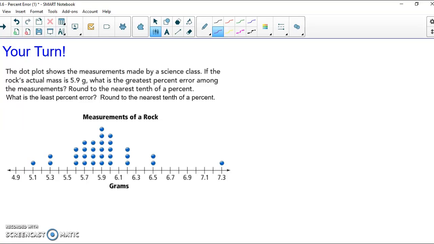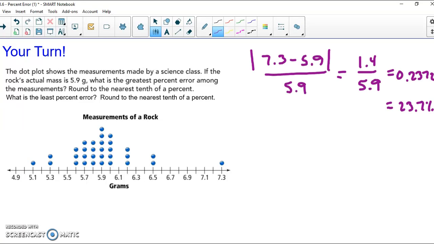Okay, so finally your turn. Go ahead and pause the video and work this one out, and then double check your answer. All right, if you got 23 7/10%, you are right.